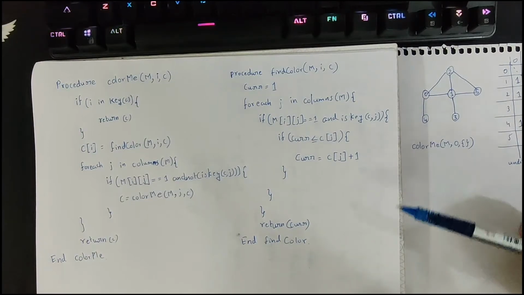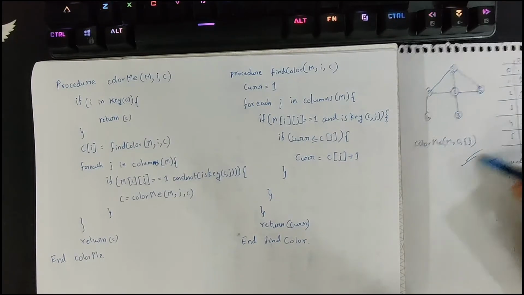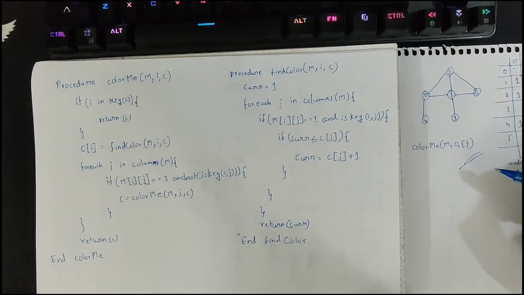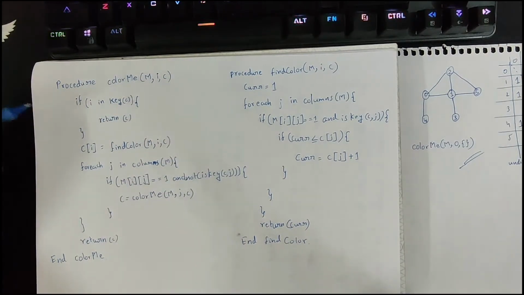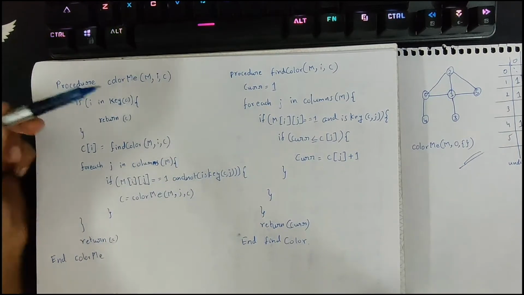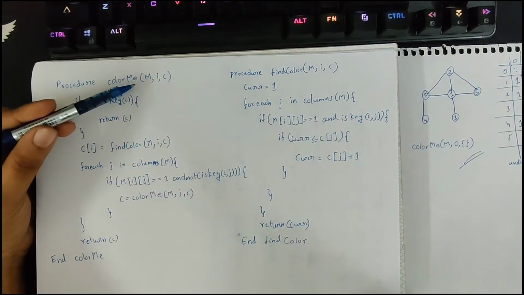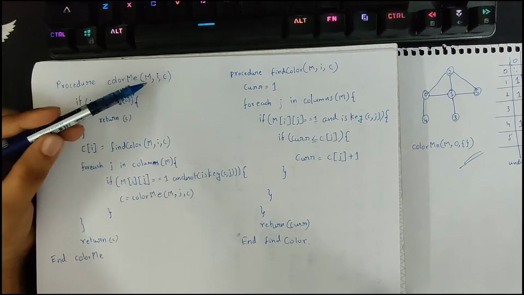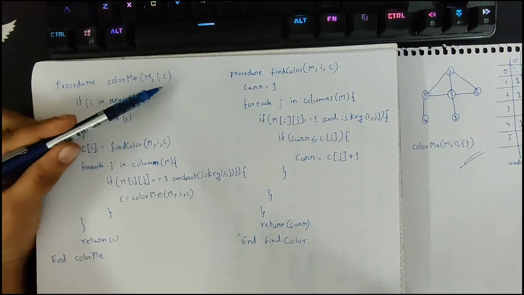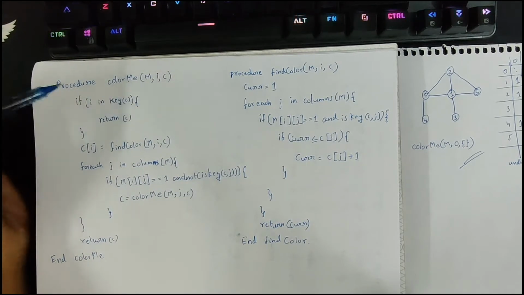So these are the given procedures, and this is the input that we need to work with. First, let us see what these procedures are doing. So procedure color me, there is a matrix M which shows the graph relations, I the vertex from where we are starting, and C is a dictionary.